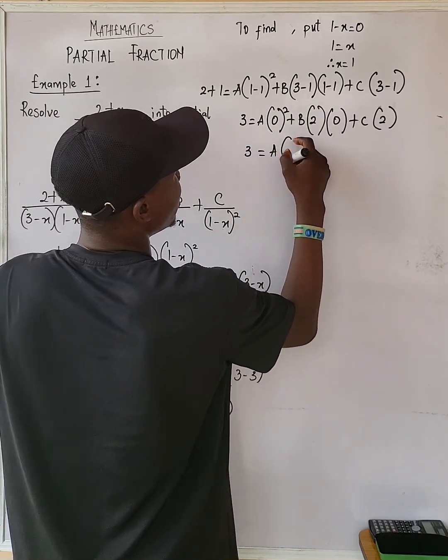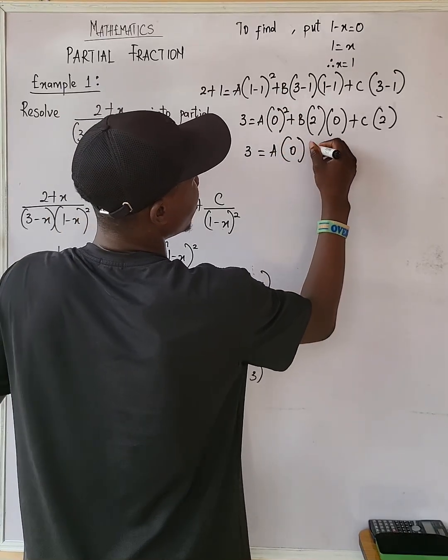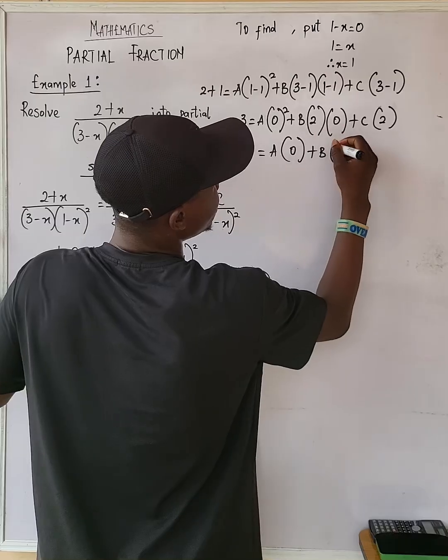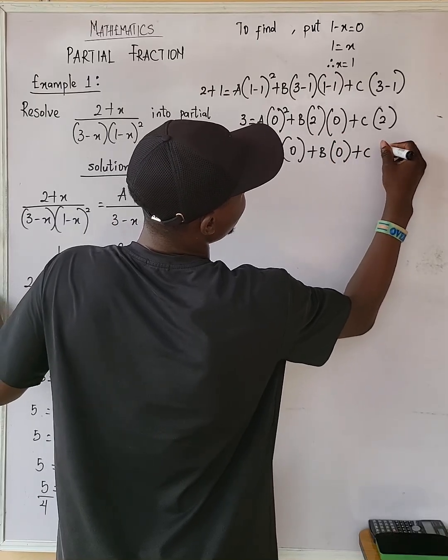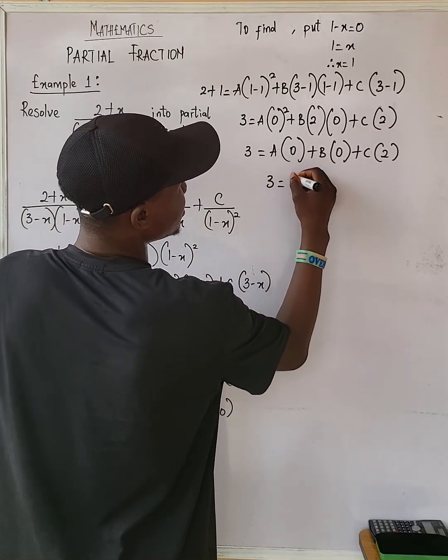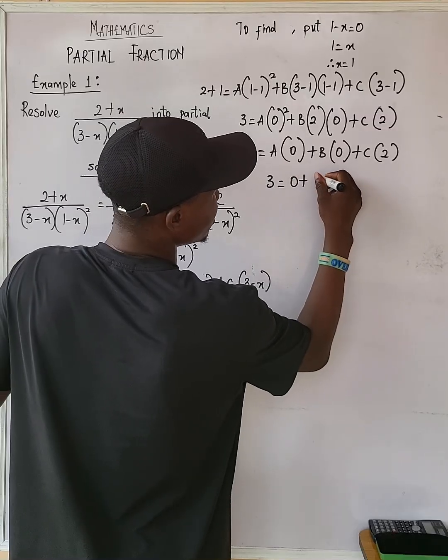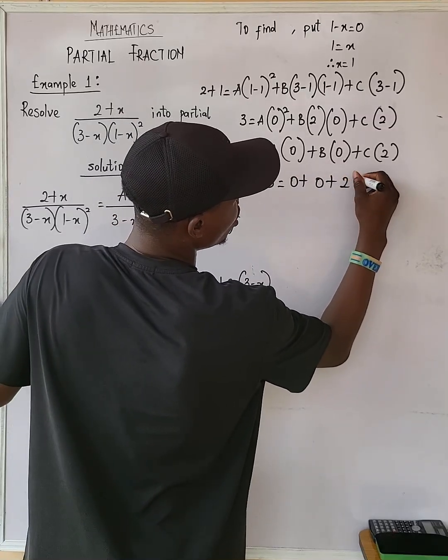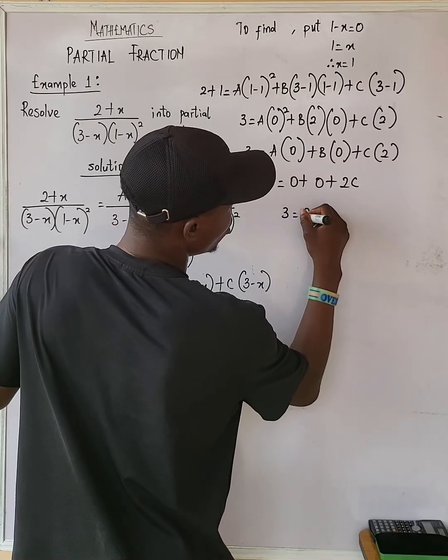Then a into bracket 0 squared will give us what? 0. Then plus b, 2 times 0 is what? 0. Then plus c into bracket 2, right? So that will give us 3 equals a times 0, which is 0. b times 0 is 0. c times 2 is what? 2c. So what do we have? 3 is equal to 2c.